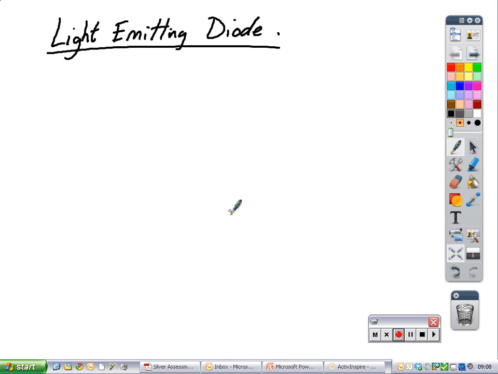Okay, so light emitting diode. As I said, a diode is a device that only lets current flow in one direction. You should know about current. You should remember what current is. Voltage, current, resistance. We did all these during the using electricity topic.